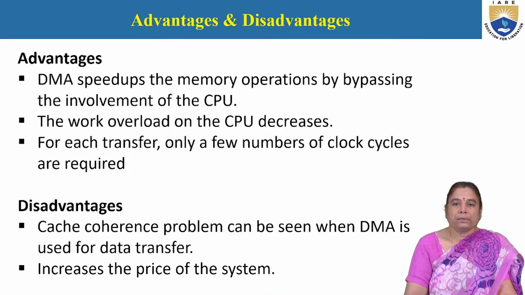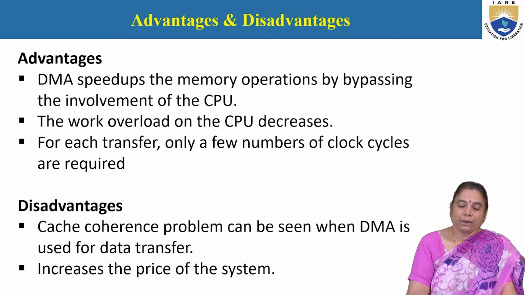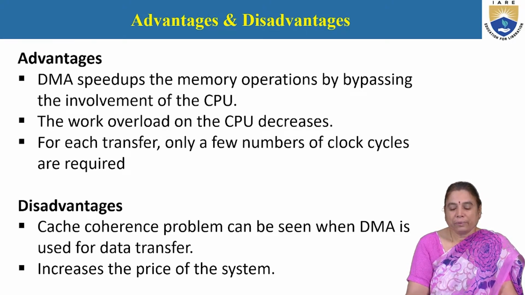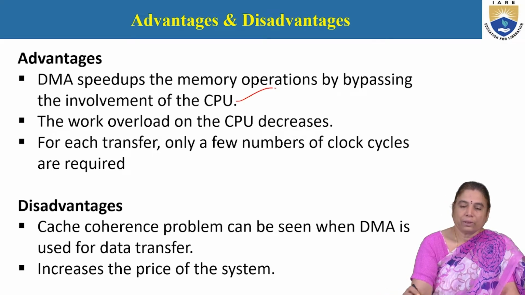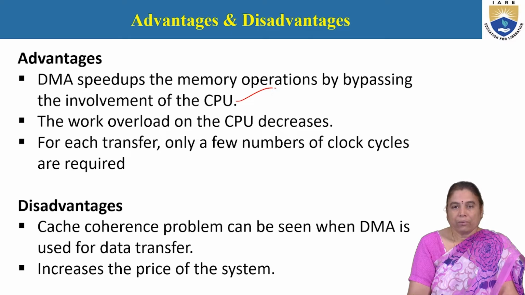What are the advantages and disadvantages of DMA transfer? DMA speeds up memory operations by bypassing the involvement of the CPU. The control over the buses can be gained by the DMA controller during the data transfer. The work overload on the CPU decreases. For each transfer, only a few clock cycles are required. So all these are the advantages of DMA transfer.